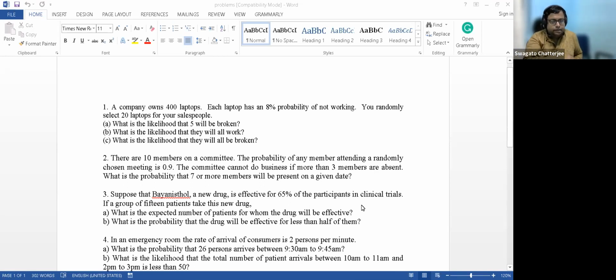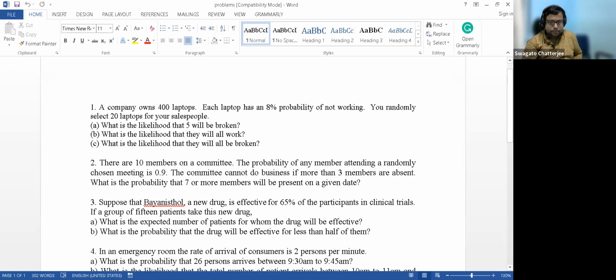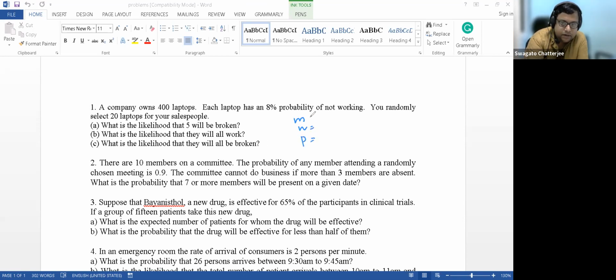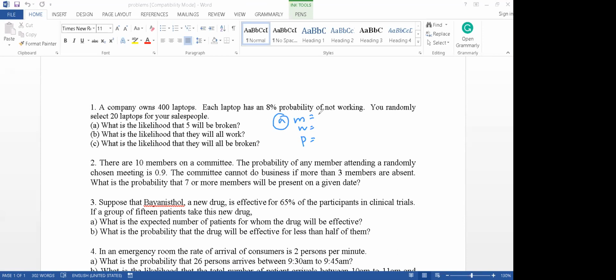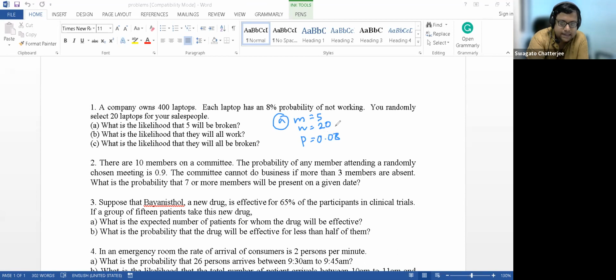Can you read the problem and tell me what will be the answer? The first question, please read. First you tell me what distribution we are dealing with here. Yeah, Sujay? Yes, it's a binomial distribution. I'm asking you the likelihood that 5 will be broken. What is the M, what is the N, and what is the P? Can you tell me for the first question? N is 20, M is 5, probability is 8%, 0.08.